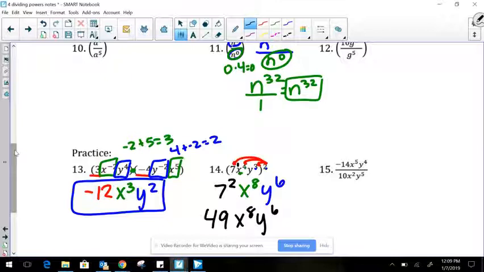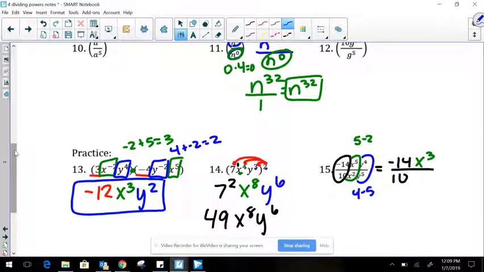Okay, then last one, 15 here. We have a fraction bar here. So these two numbers, I'm just going to leave them where they are for now. Let's focus on the exponents first. So I need to subtract, since x's are the same base, 5 minus 2. So that gives me x to the third. And then here I need to subtract 4 minus 5. That's negative 1. Okay, so let's move the negative exponent to the basement. So I have negative 14x cubed over 10y to the first. Not going to write that one.